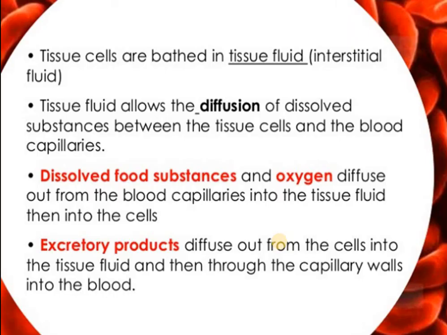So tissue cells are bathed in tissue fluid or interstitial fluid. Tissue fluid allows the diffusion of dissolved substances between the tissue cells and the blood capillaries. Dissolved food substances, you have to name what these food substances are. They are glucose, amino acids, vitamins, mineral ions, and of course oxygen, which will diffuse out from the blood capillaries into the tissue fluid and then into the cells of the tissue. Similarly, excretory products, which include carbon dioxide and urea, will diffuse out from the cells into the tissue fluid and then through the capillary walls into the blood.